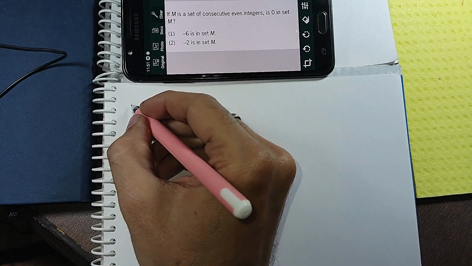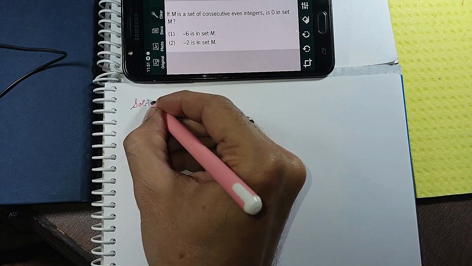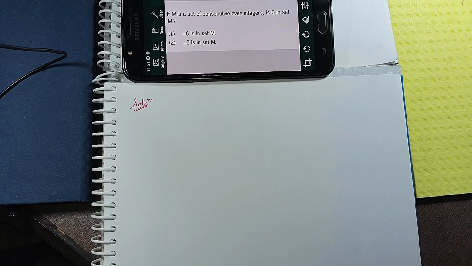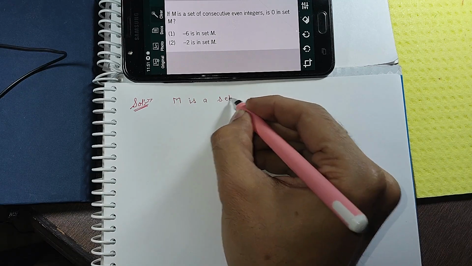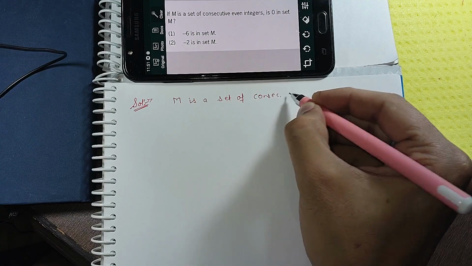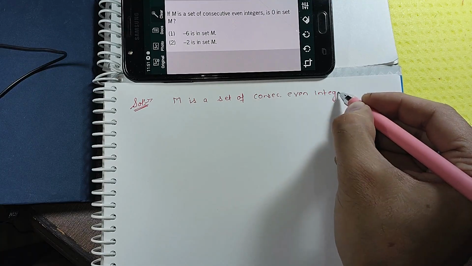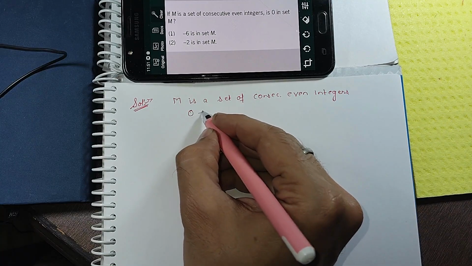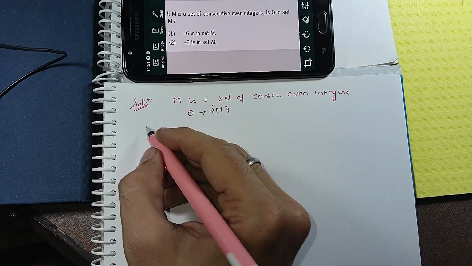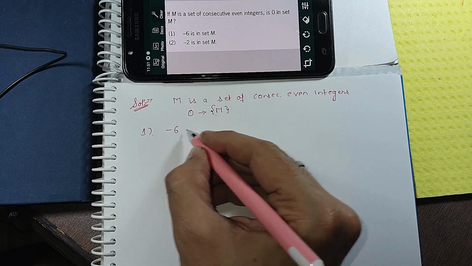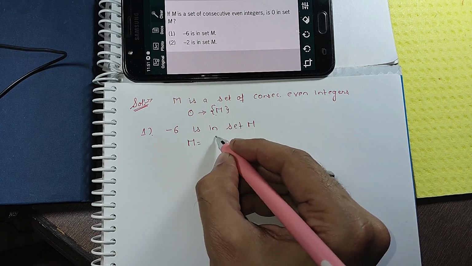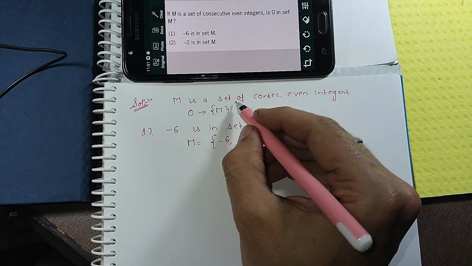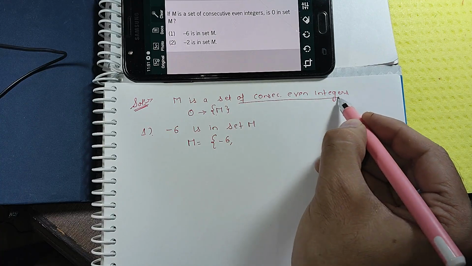Right? If M is a set of consecutive even integers, is 0 in the set M? Now we have been given in the statement that M is a set of consecutive even integers, right? Now we have been asked whether 0 lies in this set M. Now the first statement is minus 6 is in set M. Now if in set M I am having minus 6, and it has been given that it is a set of consecutive even integers.